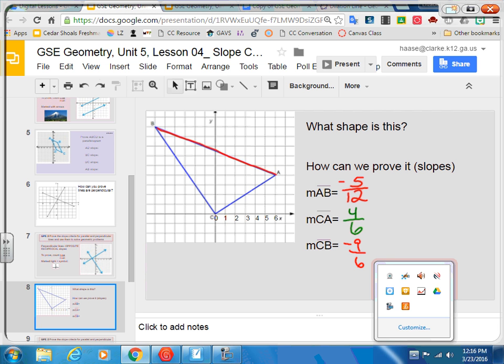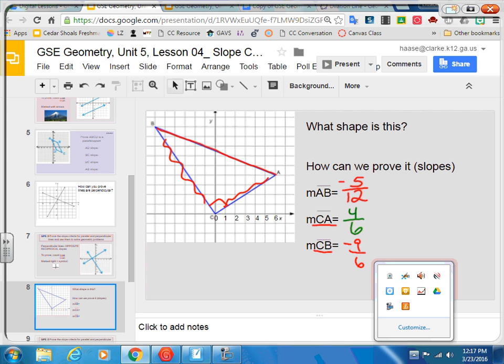Negative. Now, if you didn't get these, jot these down. Okay. What lines might be perpendicular? Which angle looks like it might be a right angle? B. This one right here, right? That one's too small. That one, maybe. But we're checking this one out right here. So we're looking at BC and CA.